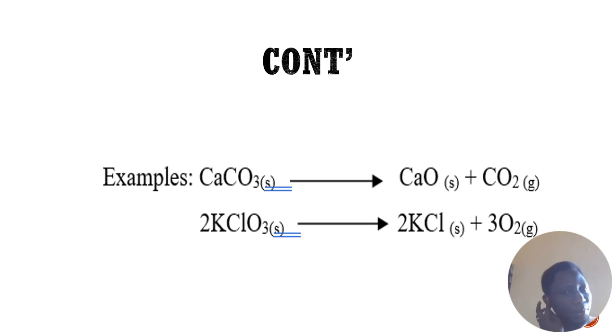For examples, calcium carbonate decomposed into calcium oxide and carbon dioxide. Potassium chlorate decomposed into potassium chloride and oxygen. To mean during the decomposition reaction, one reactant can be decomposed into two or more products.